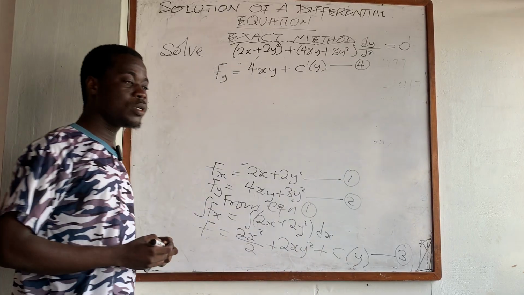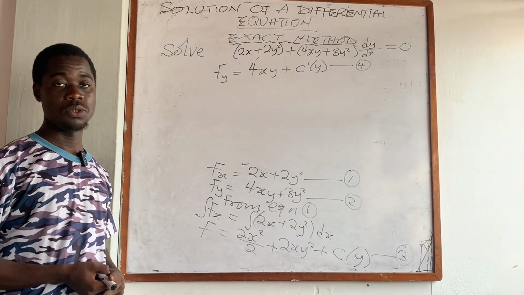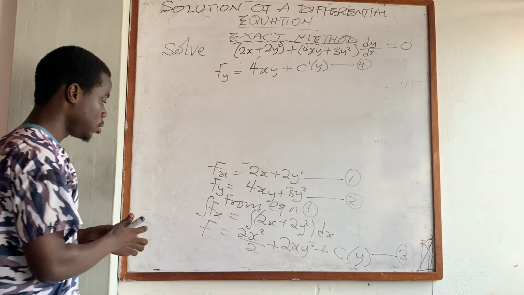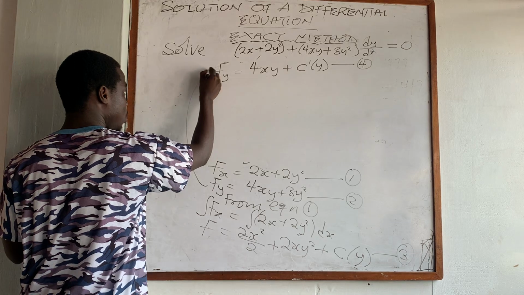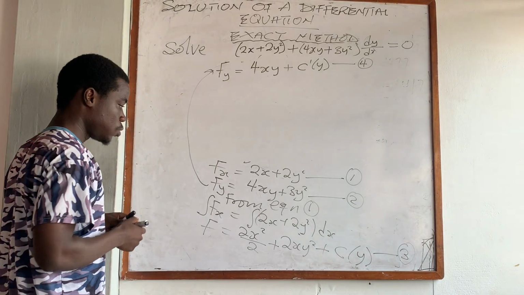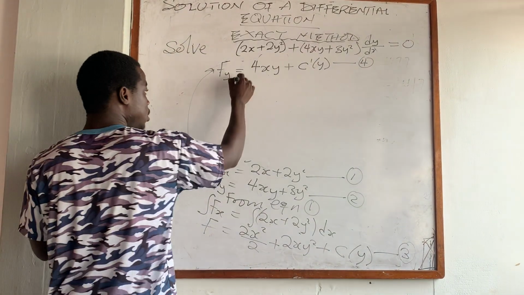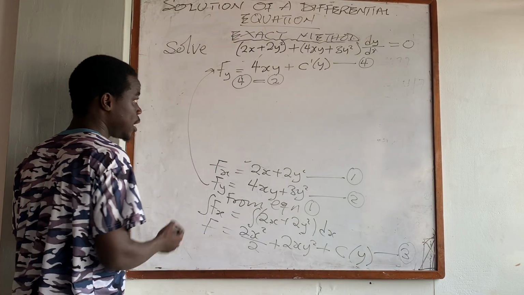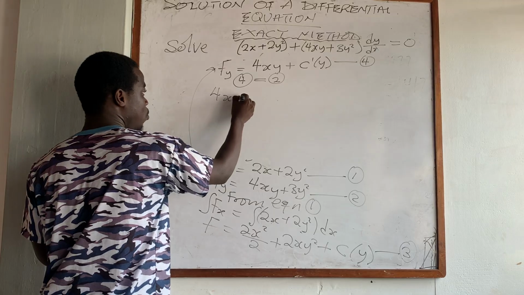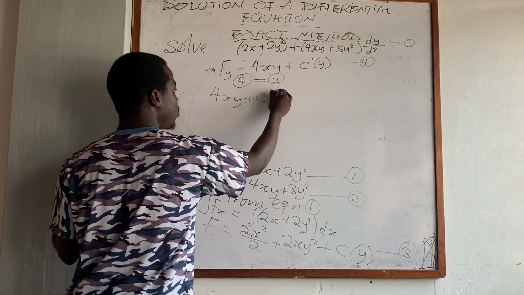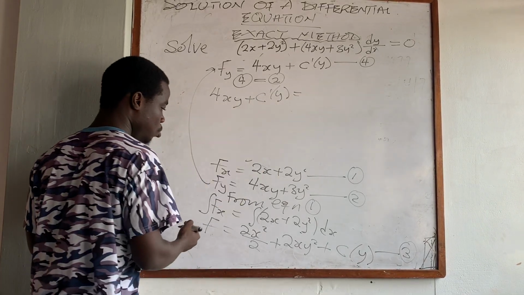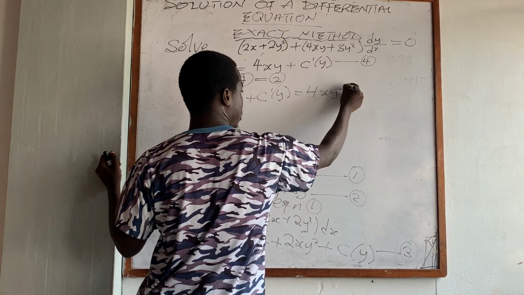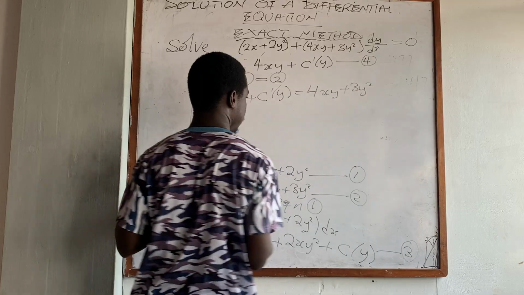Now, if you check equation 2 and equation 4 correctly, you can see that they are equal. So we have this, which is equal to this. You can see clearly that they are equal. So on that note, I will equate equation 4 and what? Equation 2. So let's do that and see. So I will get 4xy plus c prime of y, and it should be equal to the second equation, which is 4xy plus 3y squared.